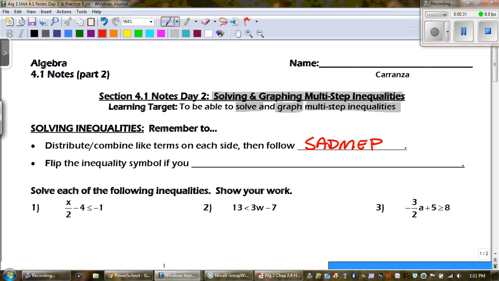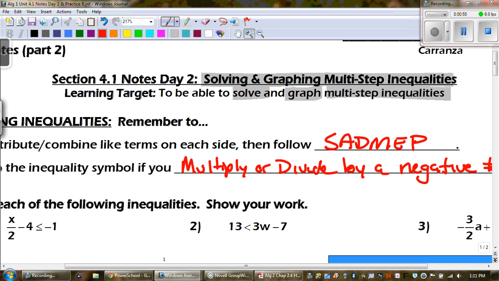And this is something that everybody forgets, that you flip the inequality symbol if you ever multiply or divide by a negative number, okay? Anytime you do that.